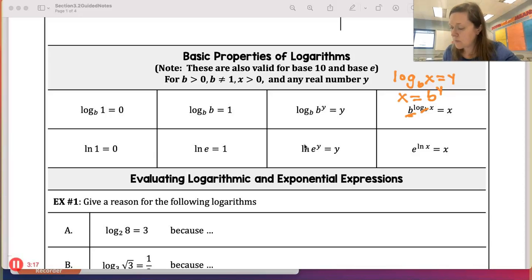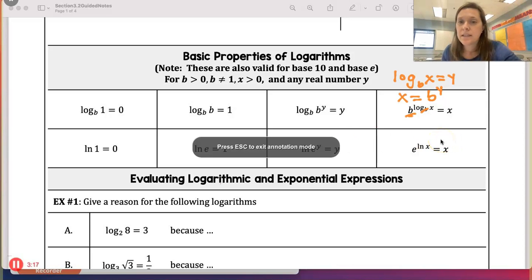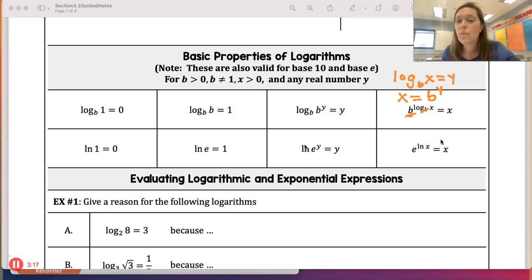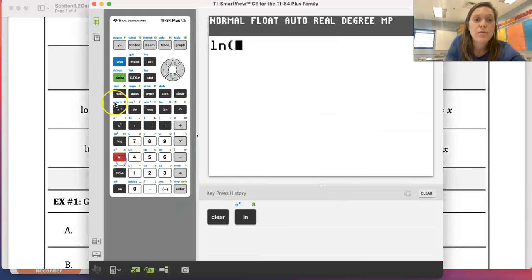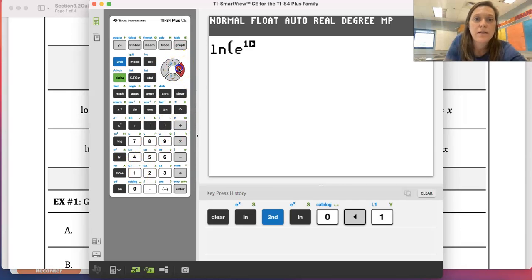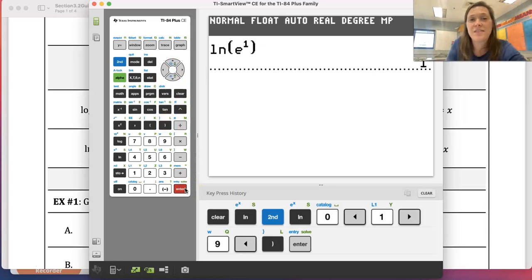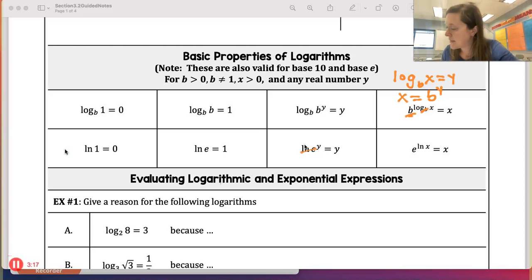Your natural log of 1 will be 0. Your natural log of e will be 1. Natural log of e to the y would just be y. So natural logs and e's kind of cancel each other out. Right? If you don't believe me, on your calculator, if you hit natural log of e to the 1, parenthesis, that gets you the 1, right? So they cancel each other out. And then the last one, if I have a base e, and then I'm taking it to an ln of x power, those e and ln kind of cancel out, and you're just left with x.